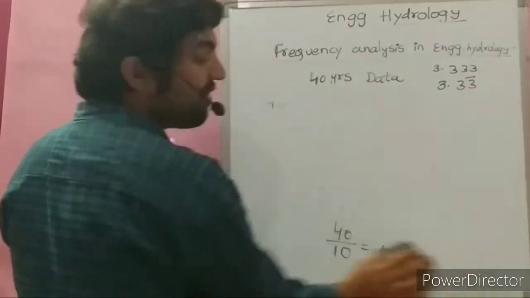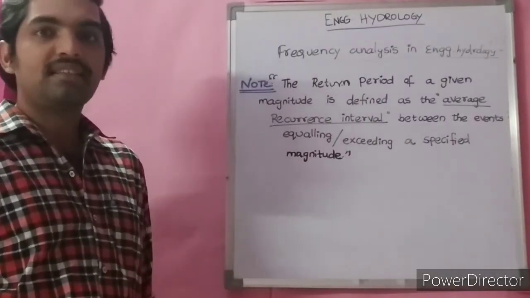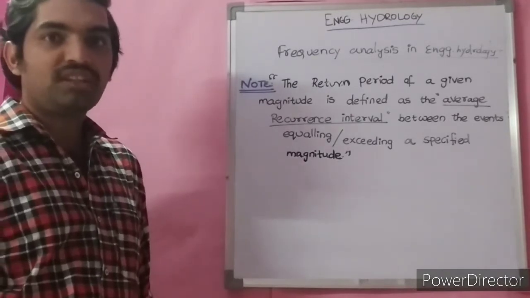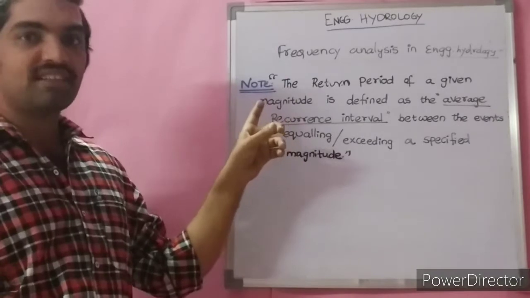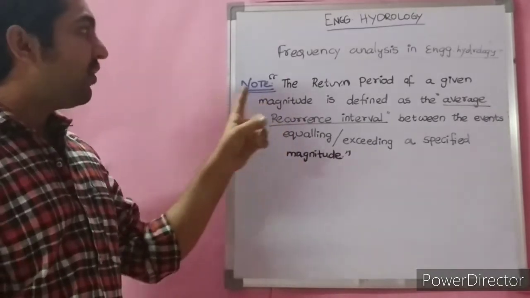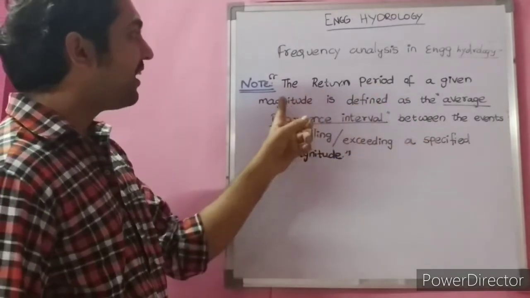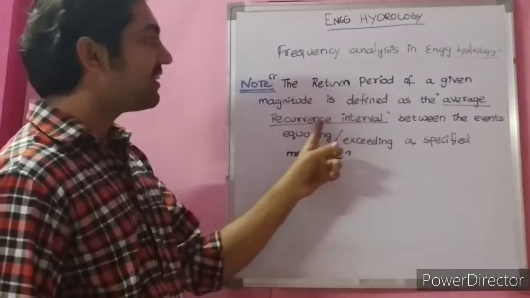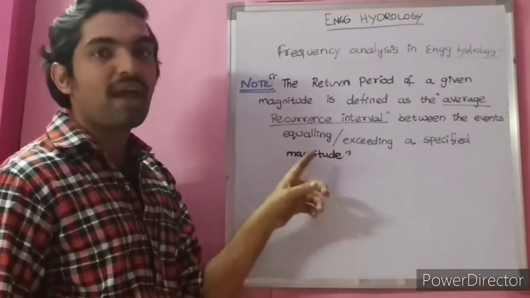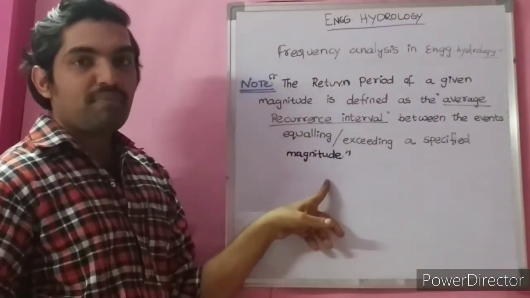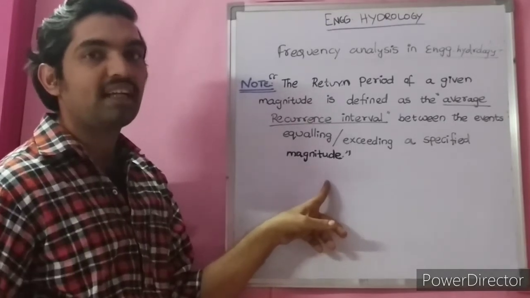The video lecture series on engineering hydrology. This is the third lecture and this is the continuation of the previous one. In the previous class we have seen about frequency analysis. So now we are giving the return period definition. The return period of a given magnitude is defined as the average recurrence interval between events equaling or exceeding a specified magnitude. So we are putting a base value of 1500, equaling or exceeding 1500.